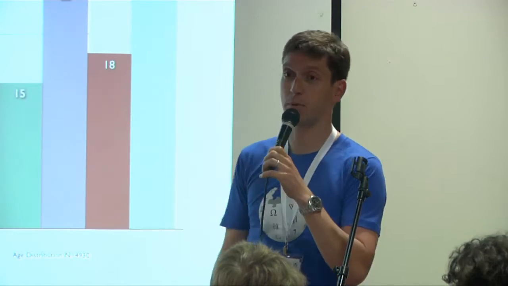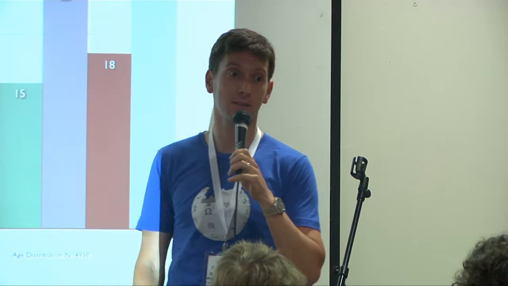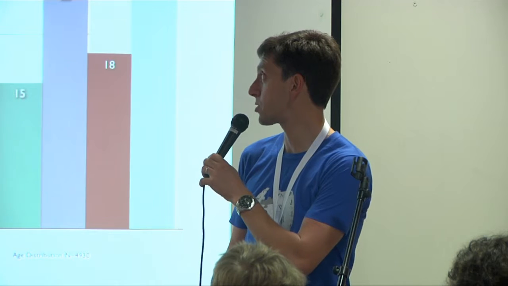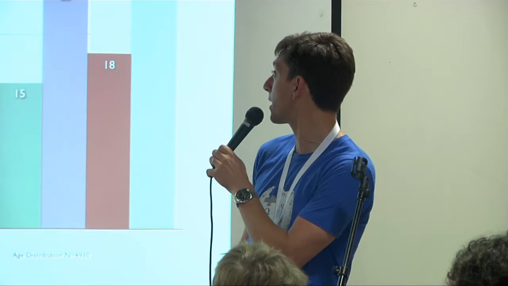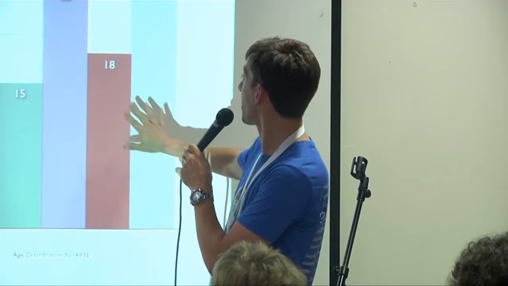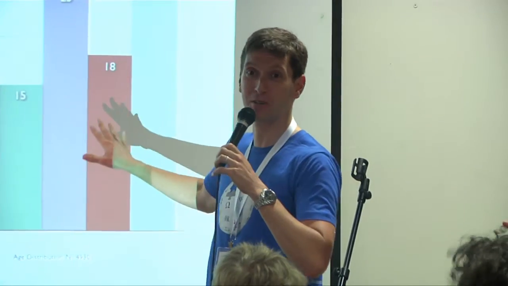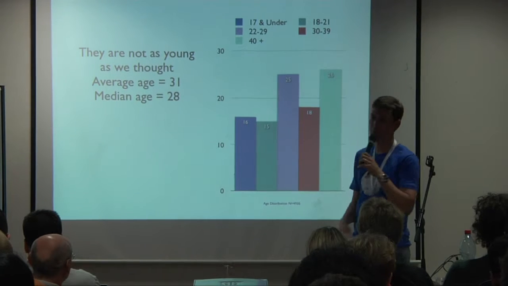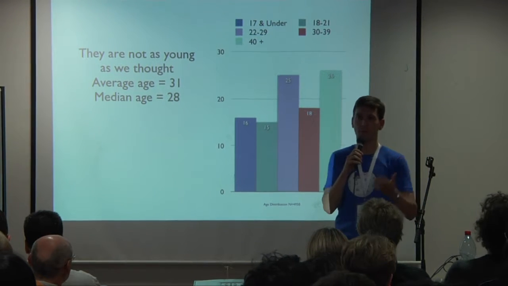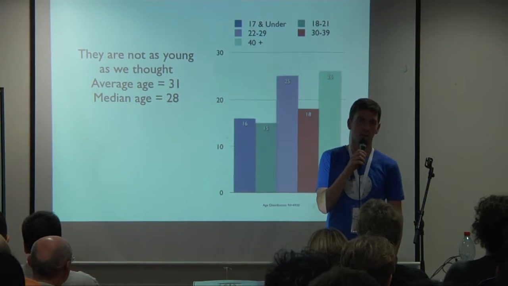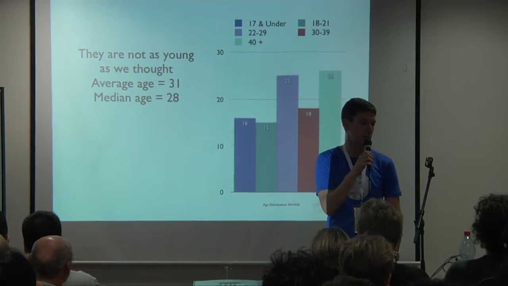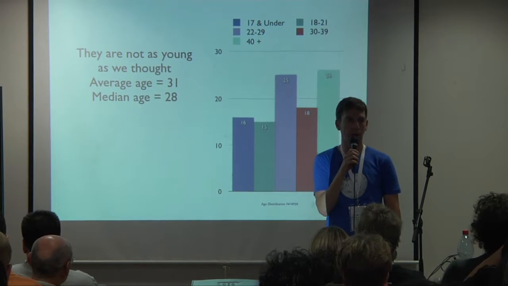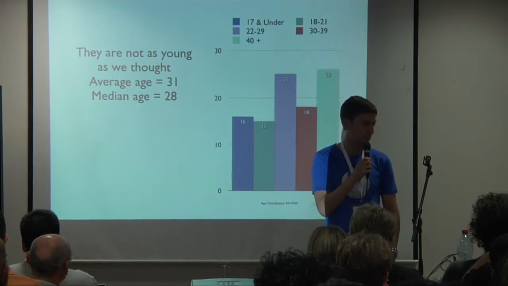And this is another example. Our community is not as young as a lot of people think. The average age is 31, the median is 28. And there are a lot of folks who are more in my demographic, up on the older end of the spectrum here. And I think that's really important for the health of our projects that we value and continue to increase the spread of age, gender, and background in our work.